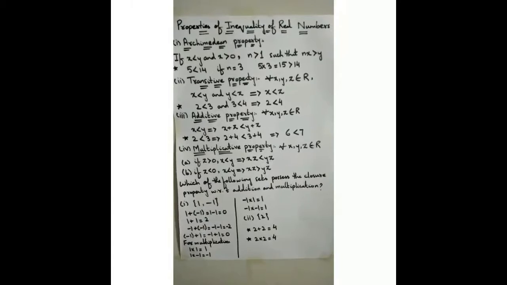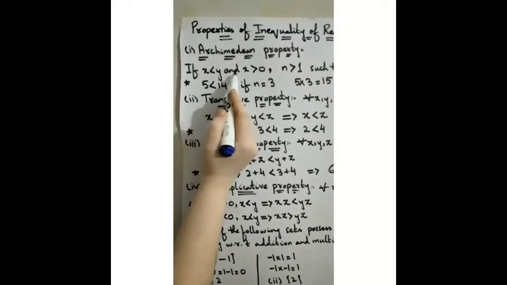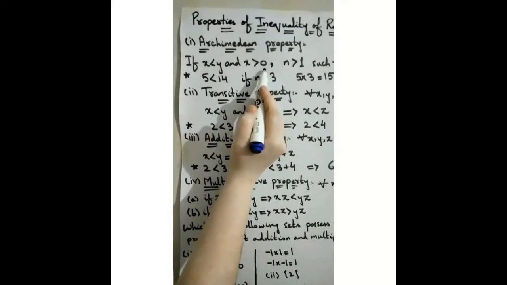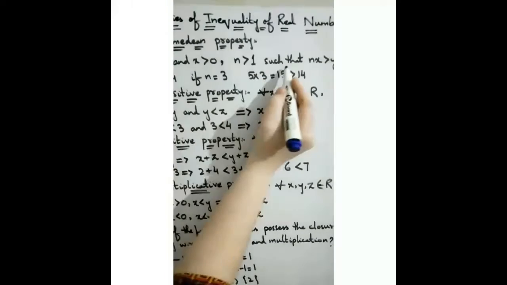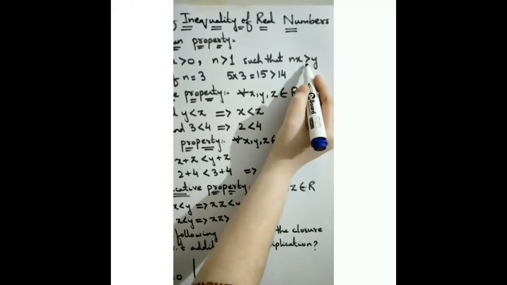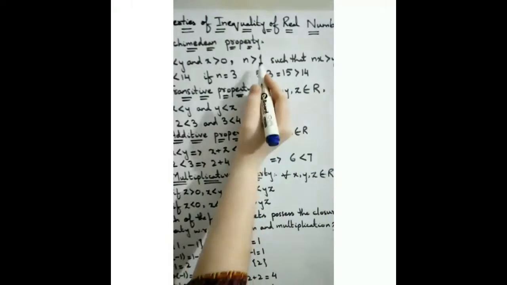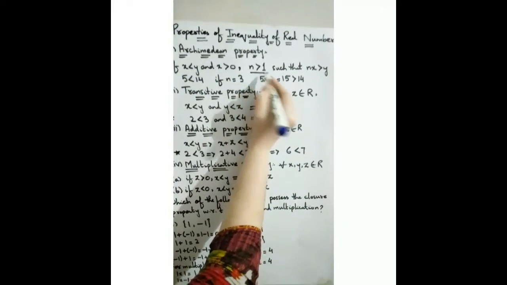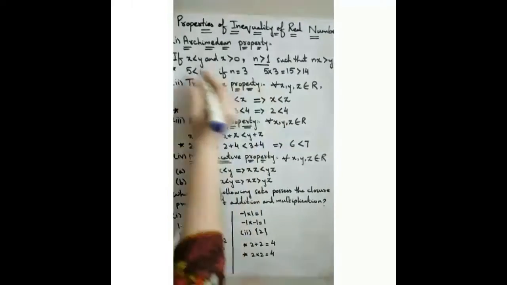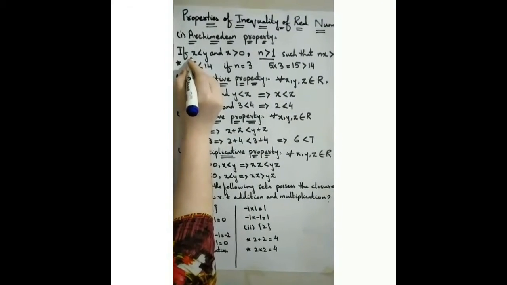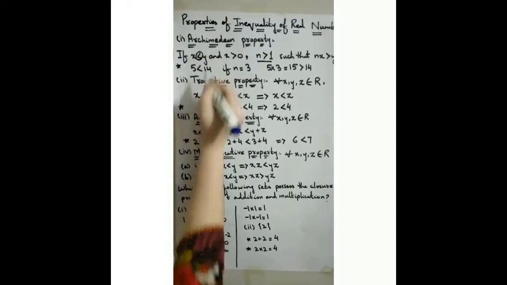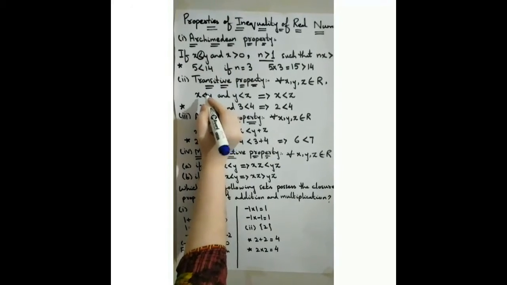Properties of inequality of real numbers. Inequality means we have less than or greater than sign in place of equals to sign. First property is the Archimedean property. If x is less than y and x is greater than 0, there exists n greater than 1 such that nx is greater than y. We can take any number greater than 1 and multiply by x. So this less than sign will change into greater than sign.